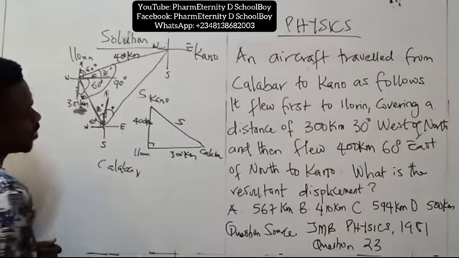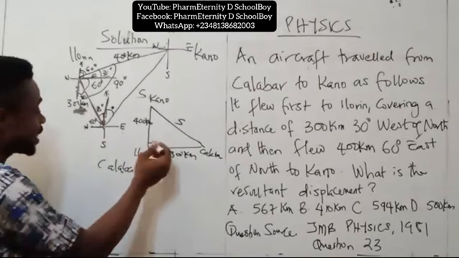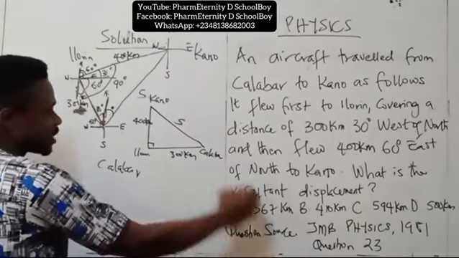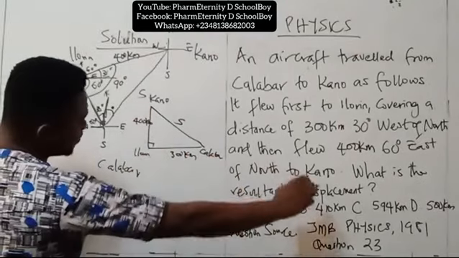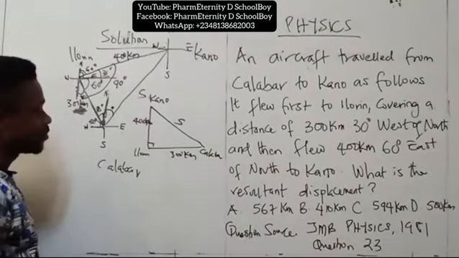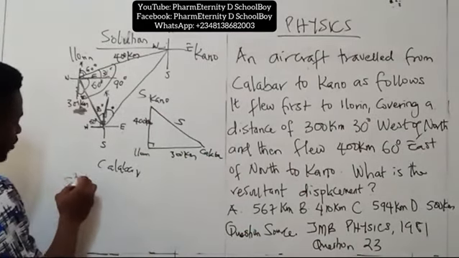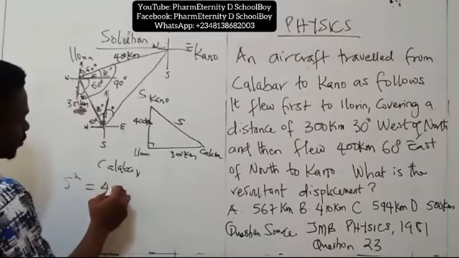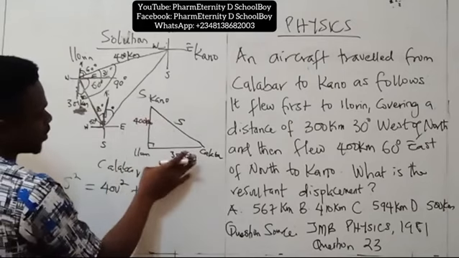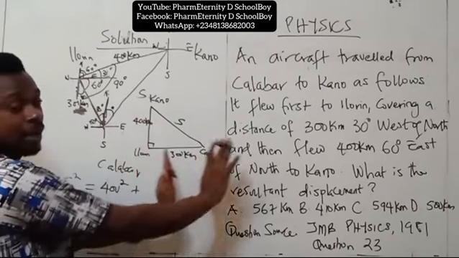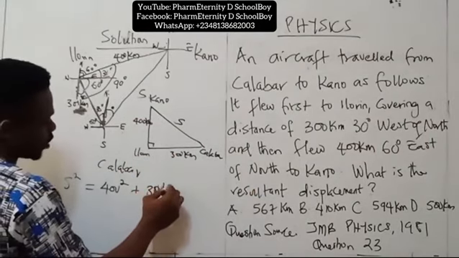So here is S. To find this S, we use Pythagoras theorem, because here is a right-angled triangle. This is the hypotenuse side, this is the opposite side, and this is the adjacent side. So using the Pythagoras theorem, S squared is equal to 400 squared plus 300 squared. I just kept the unit kilometer aside; after, I'll bring it back.